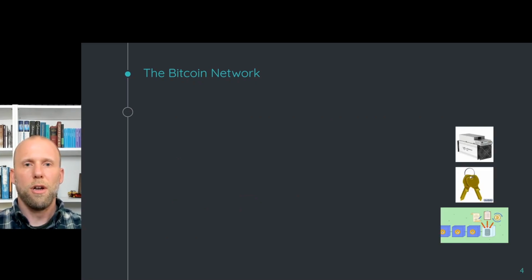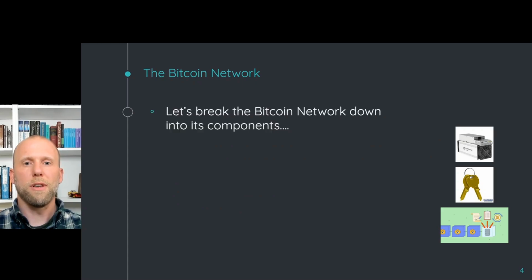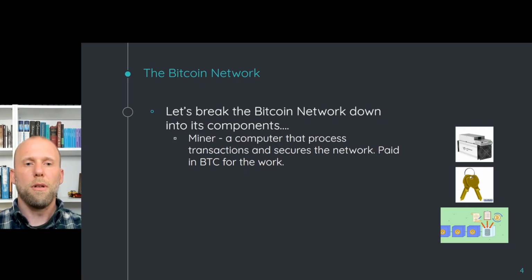So there's some pieces here we want to talk about. Let's break the Bitcoin network down into various components. You've probably heard the term Bitcoin miner before, but what is a Bitcoin miner? A Bitcoin miner is a computer that processes transactions and secures the network. There are other lower level computers that do a little bit less functionality that are on the Bitcoin network, but the big ones are the miners. They are processing transactions. They are doing a lot of computational work that I'll get into, and they are paid in Bitcoin for the work.